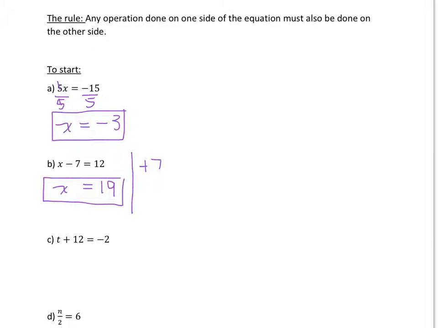Let's look at C now. We've got t plus 12 equals negative 2. Notice that I'm adding to the t on the left side of the equation, so instead I'm going to subtract. I'll use the inverse operation so that I get the t, or the variable, by itself, or isolate it on the left side. So if I subtract 12 from both sides of the equation, positive 12 minus 12 gives me 0, so I'm just left with t equals, and negative 2 minus 12 will give me negative 14, and that's my solution.